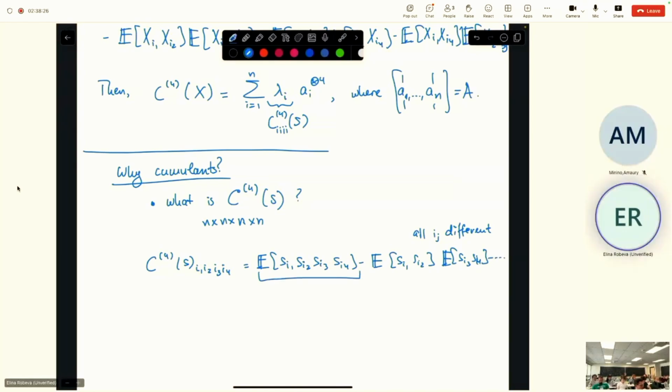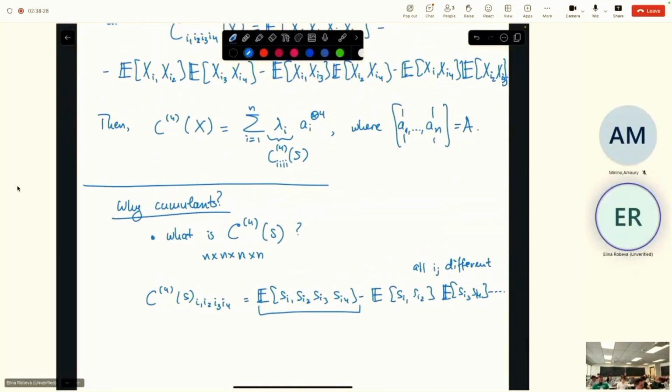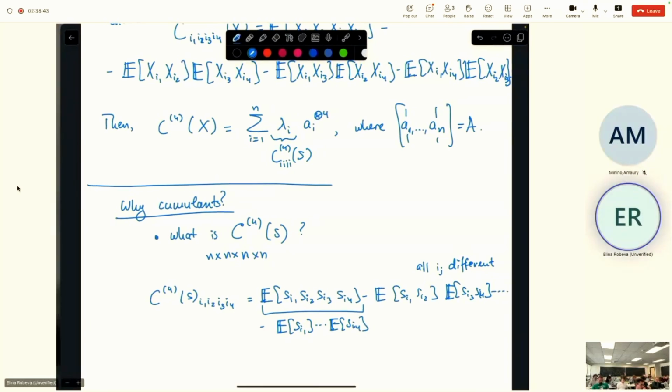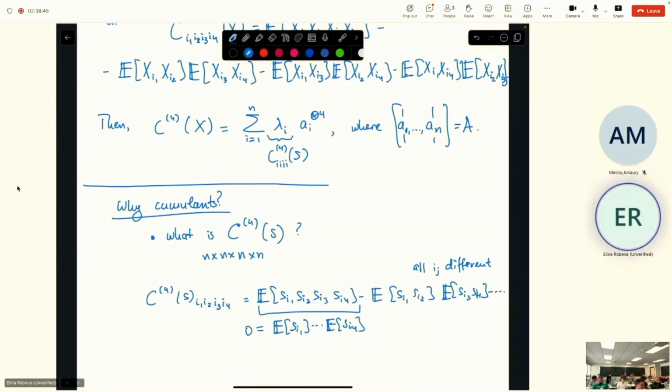Keep in mind that S has mean 0, and the entries are independent. So the expectation just factorizes, and this term is already 0. Similarly, these will also be 0. So the whole thing is 0.